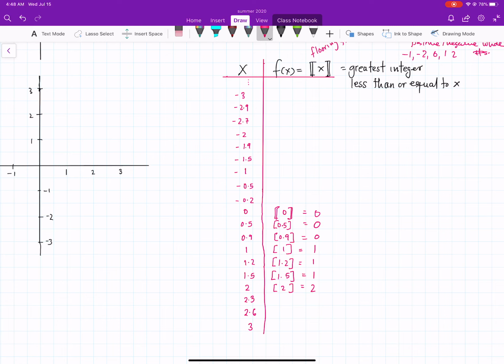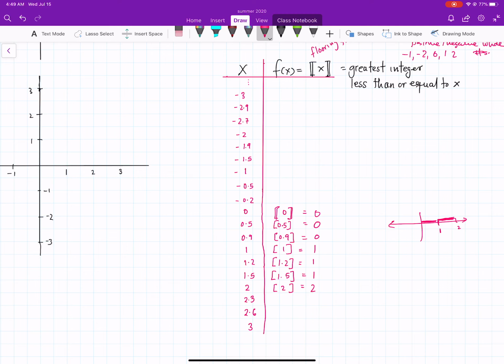So that means that if I look at anything on the number line between 0 and 1, if I try to evaluate it, it's going to give me the greatest integer that is less than any number between 0 and 1, which is always going to be 0. If I go to between 1 and 2, if I try to evaluate it again, you can see that for any number between 1 and 2, the greatest integer that is less than any of those numbers is always going to be 1.